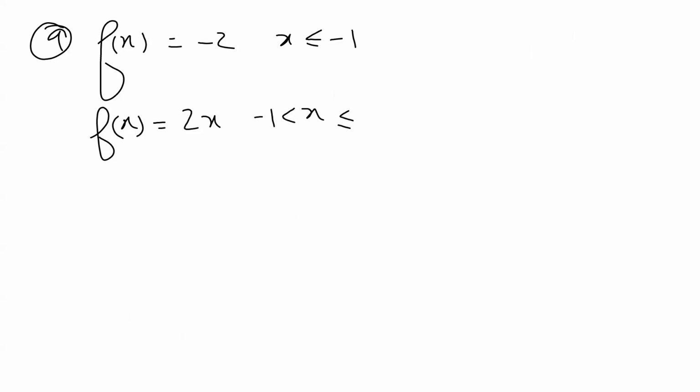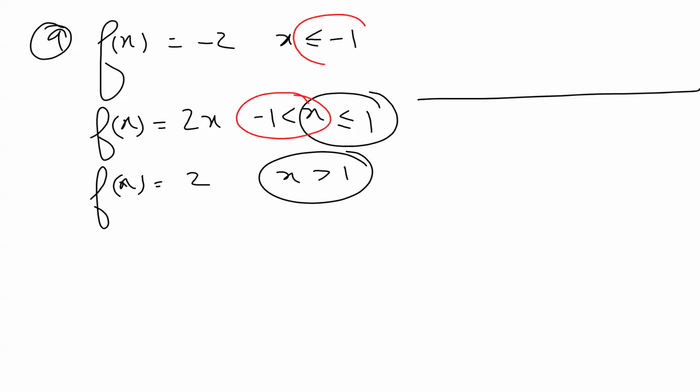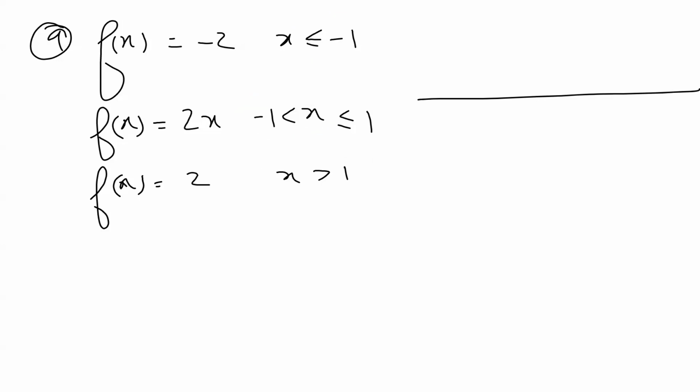Okay, so f of x is equal to -2 for x less than or equal to -1. f of x is equal to 2x when x lies between -1 and 1, and f of x is equal to 2 when x is greater than 1. So there are two critical values over here, one is 1 and the other is -1. So we have to discuss the continuity at -1 and 1 separately.